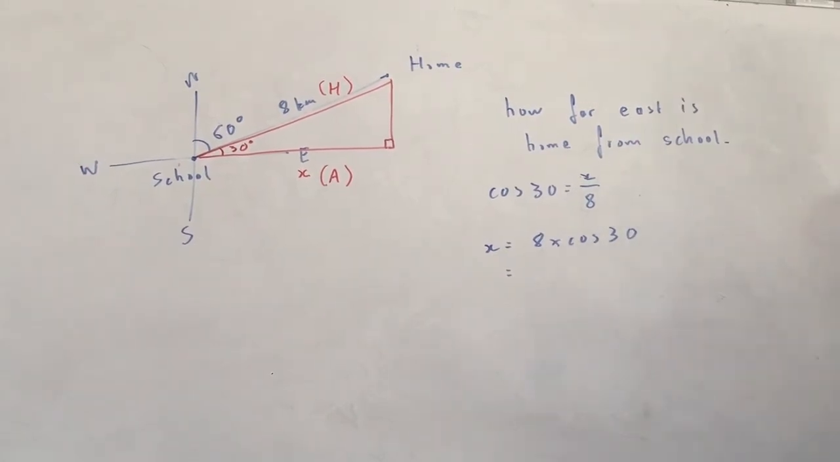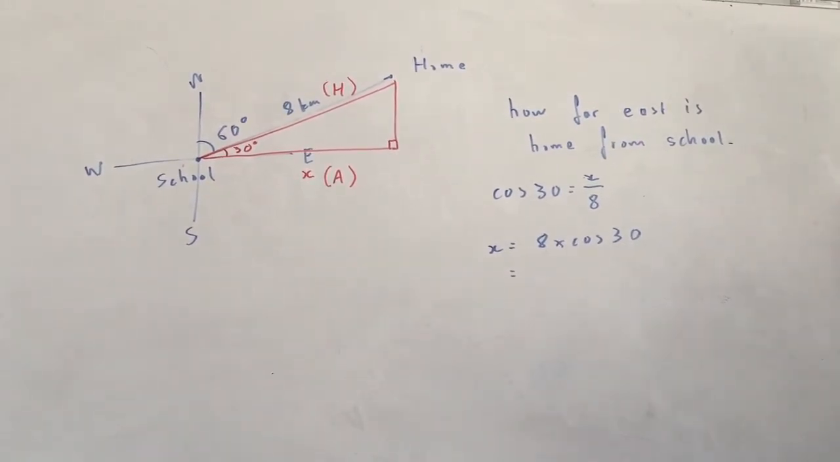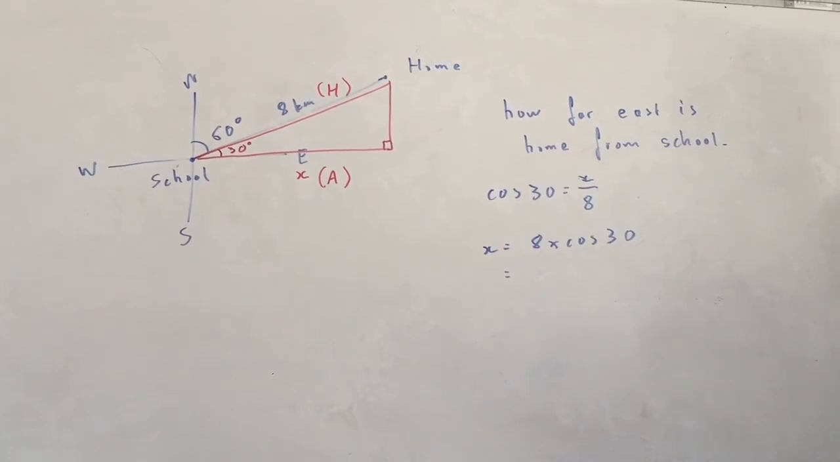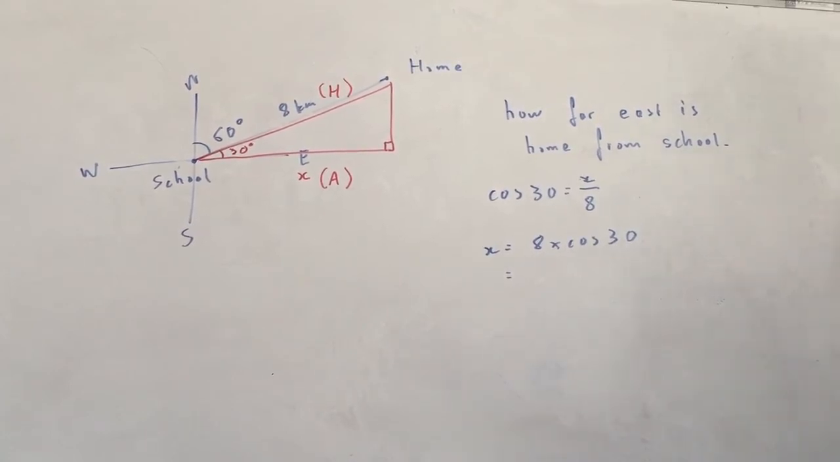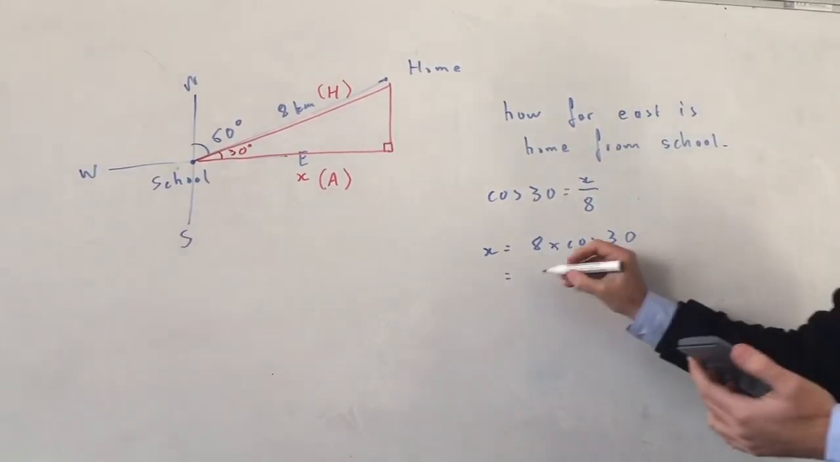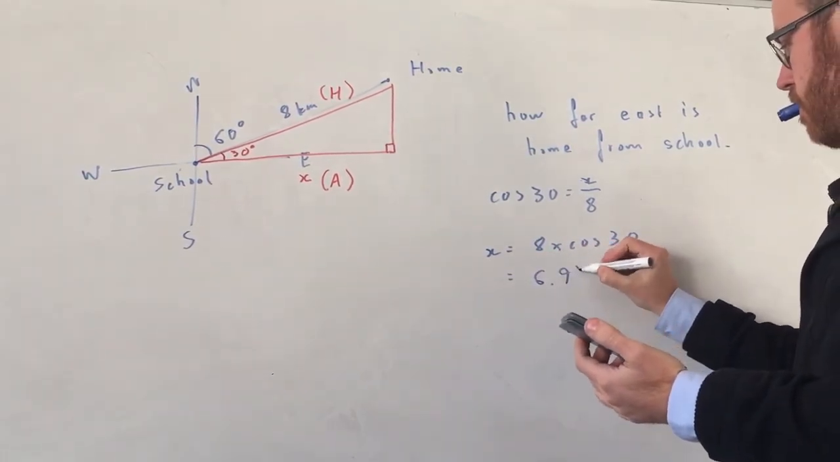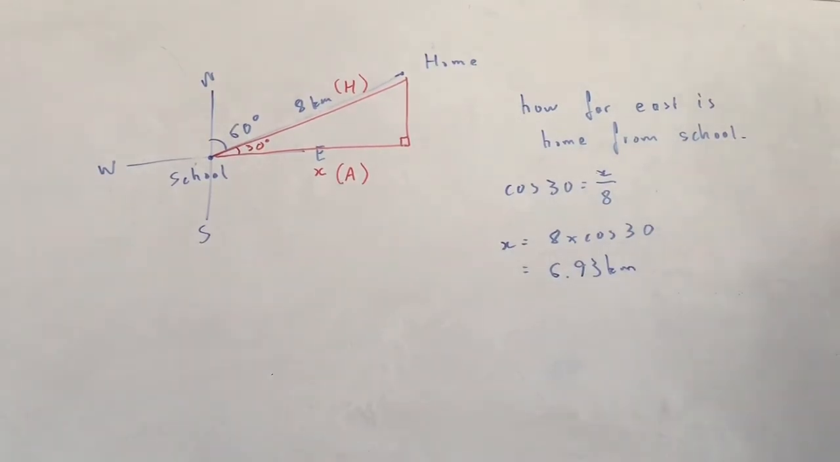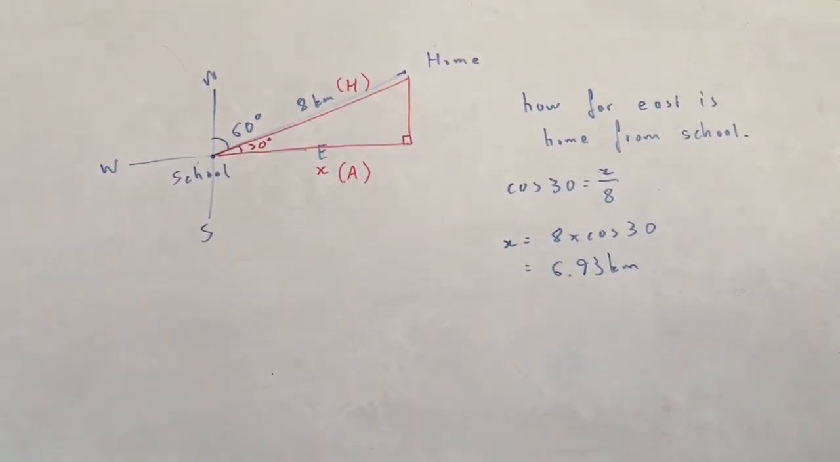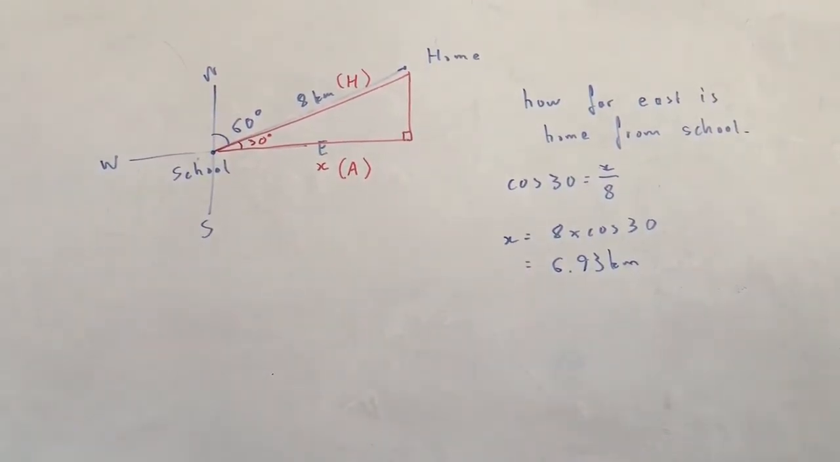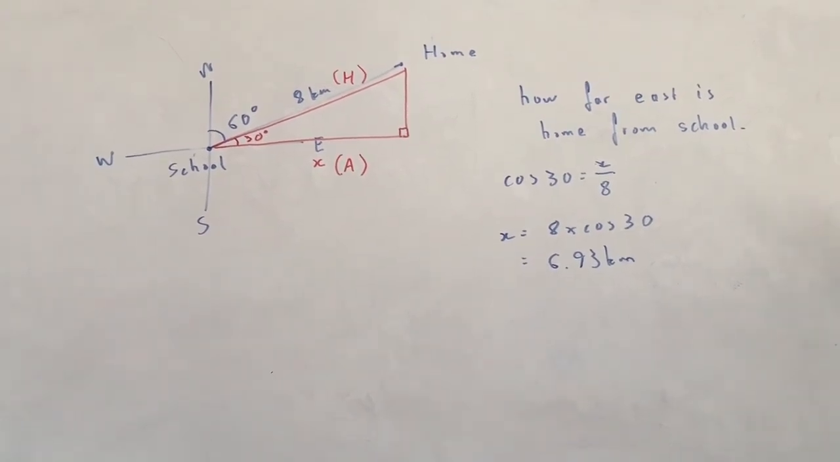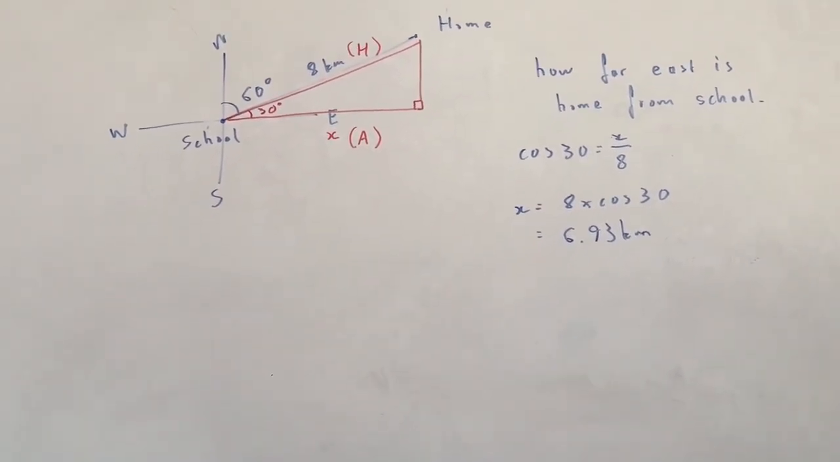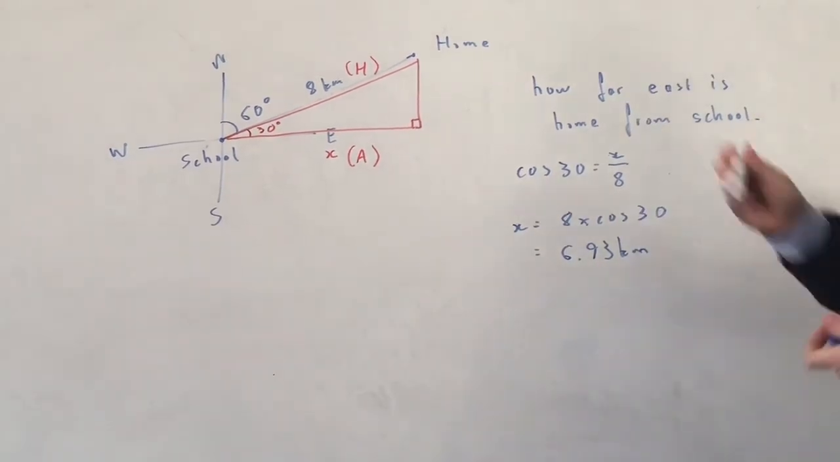And you could do the same thing for north as well. 8 times cos 30, so that would be approximately 6.93 kilometres. So if you travel in that direction, a bearing of 60 degrees, 8 kilometres, the amount east you're going to be is 6.93. So that's how far east.